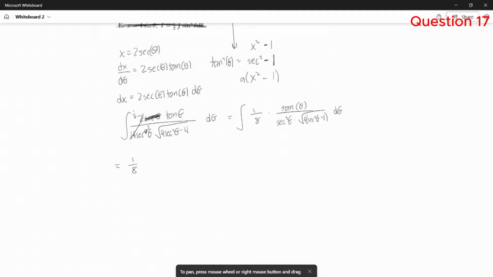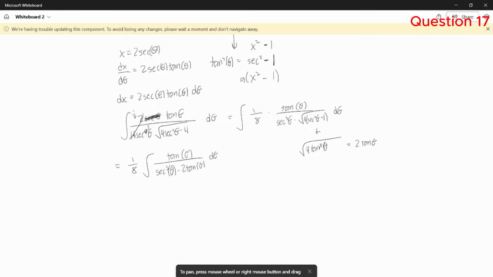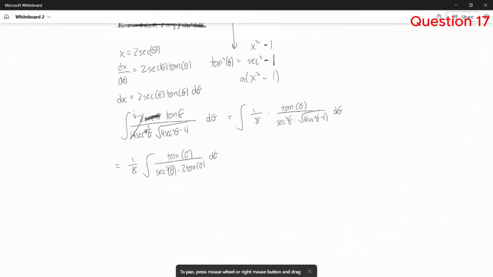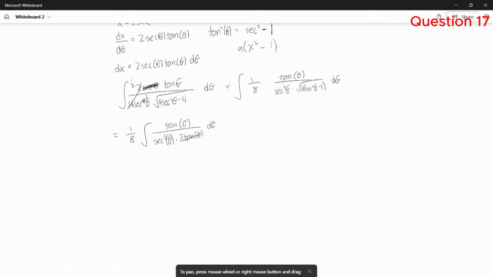We bring the 1/8 out. We are left with tan theta at the top and secant cubed theta at the bottom, multiplied by 2 tan theta after taking the square root of whatever was in there. And I'll quickly show how you do that. This becomes 4 tan squared theta. By subbing in the trigonometric identity, that just becomes 2 tan theta. Just for quick reference. So we can cancel out tan thetas here.